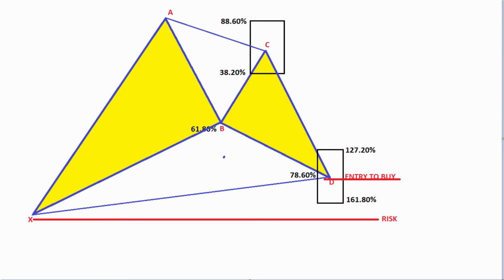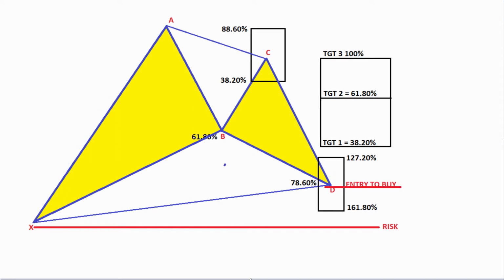Now that we understand the structure of the bullish Gartley, the completion point is the entry point to buy. And your risk is right below the X point, or 103%. Which means that X is the low, A is the high, 100%. If it was to retrace all the way down, it would retrace 103%. That would be your risk point. So entry point and risk point.